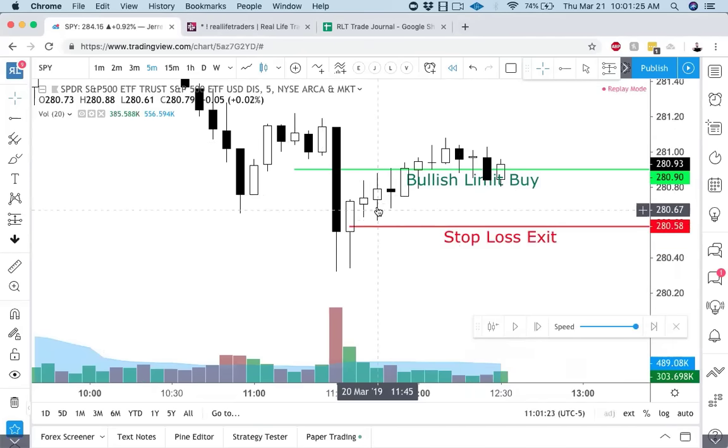1, 2, 3, 4, 5. That was the wave structure. So I exited on the wave 3. I didn't hold through the wave 4. And that's absolutely okay. Now, what's really cool is, ready for this?